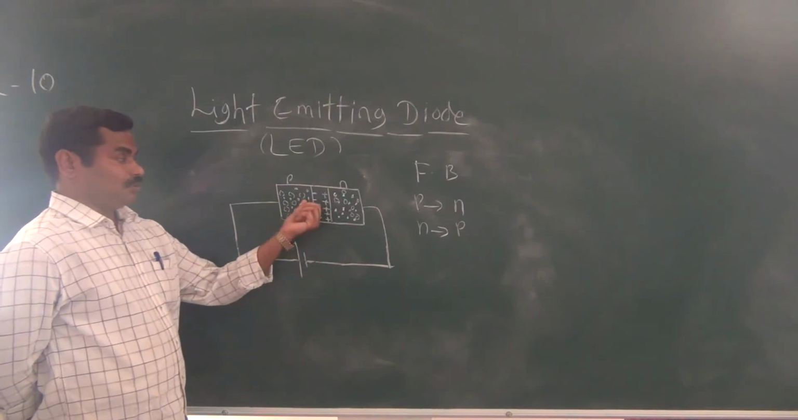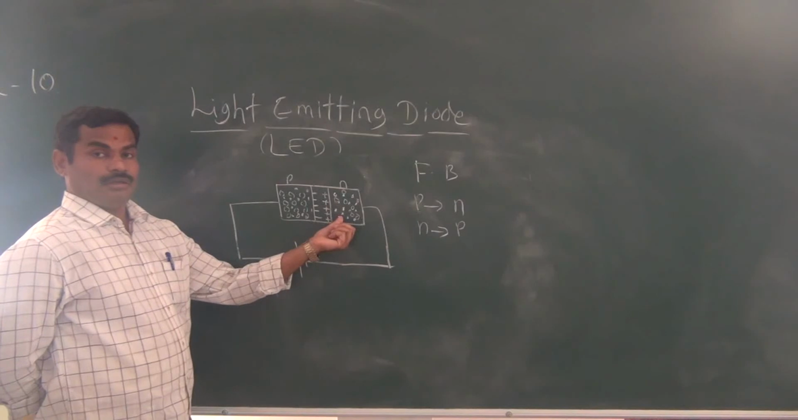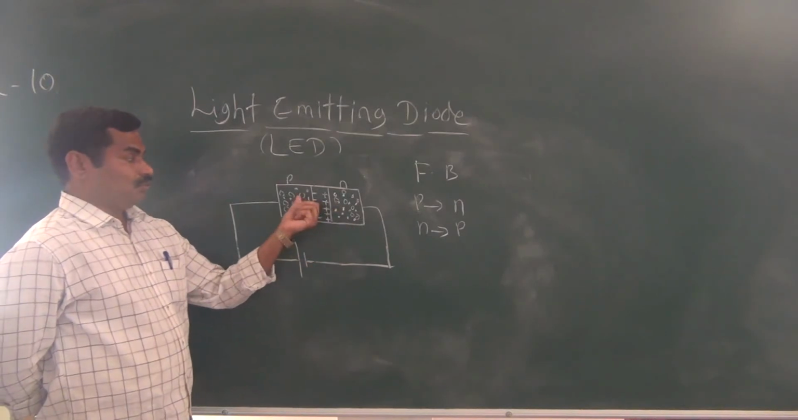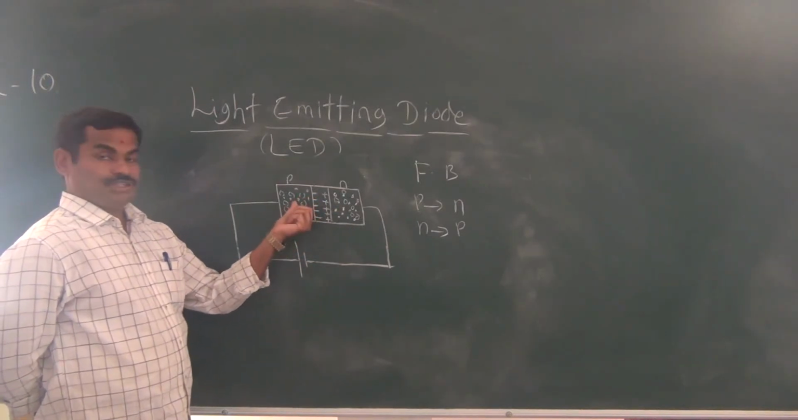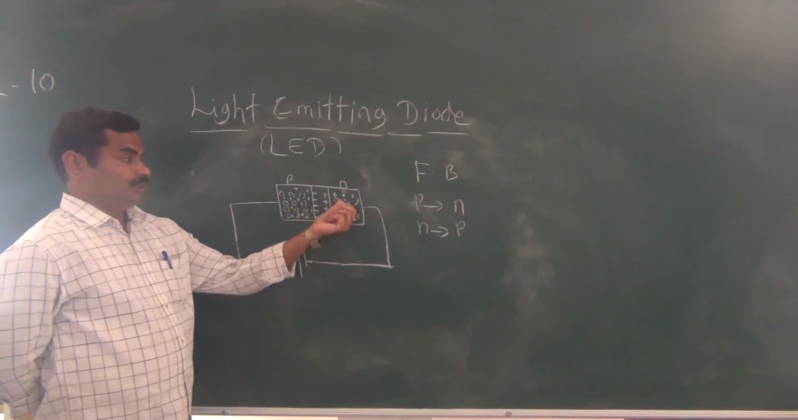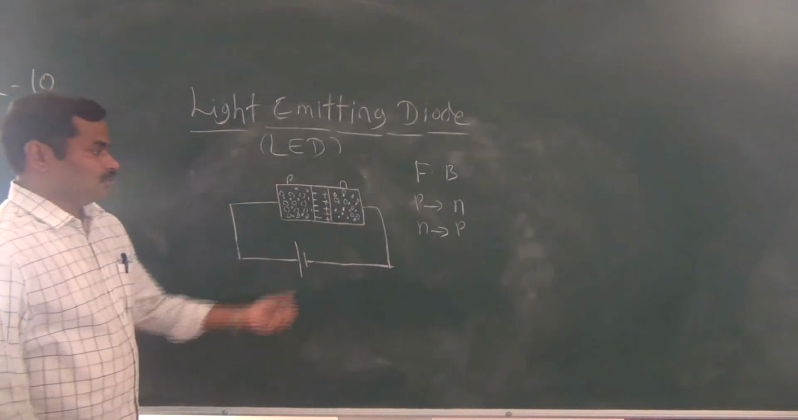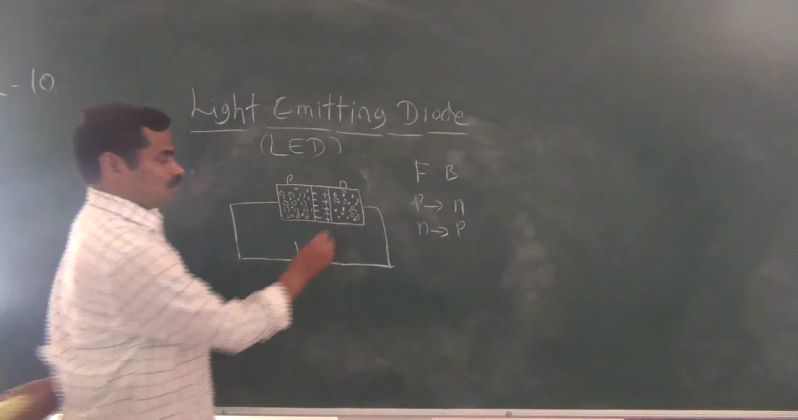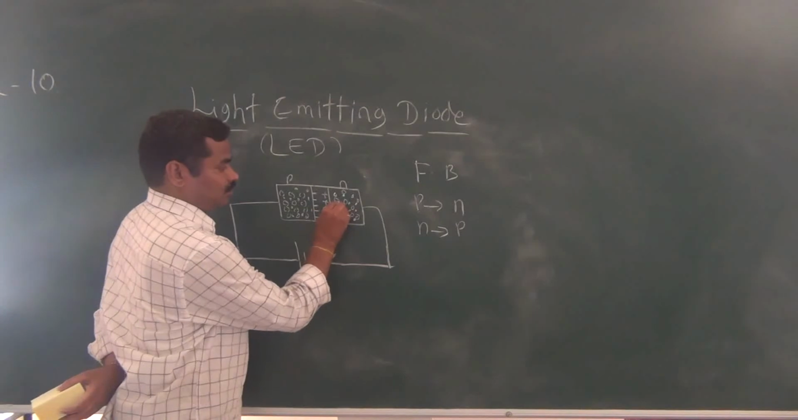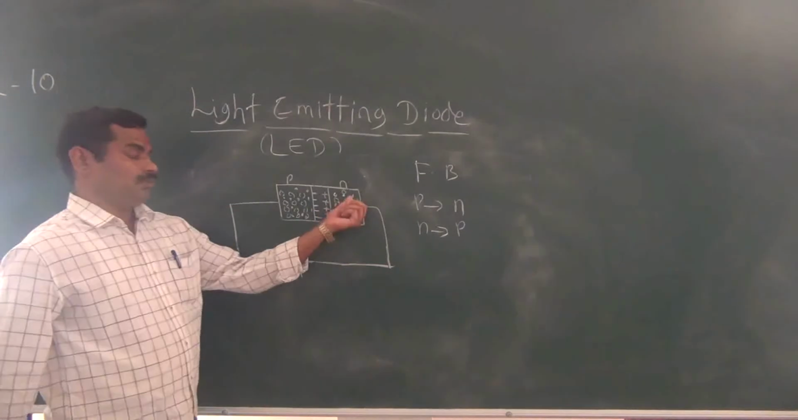Because of it, the holes move towards the N side. The hole is the majority carrier in the P side, and here the electron is the minority carrier. But in the N side, the electrons are the majority carriers, so there are many more electrons here, but the holes are minority carriers.